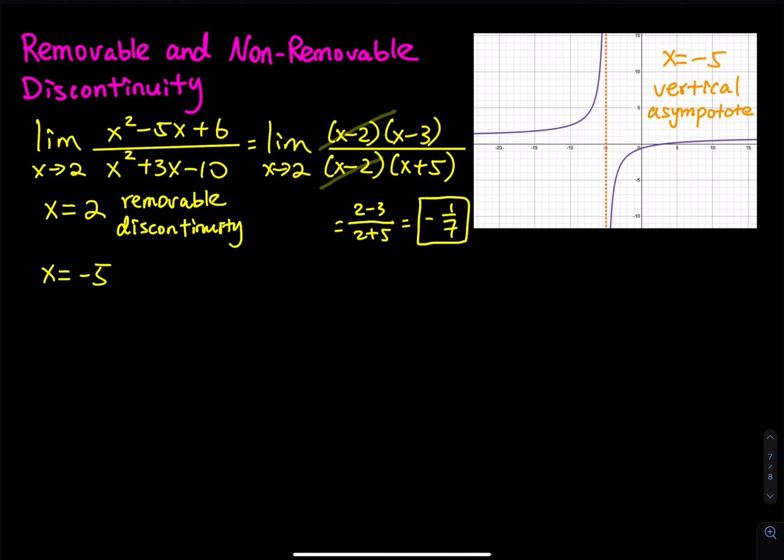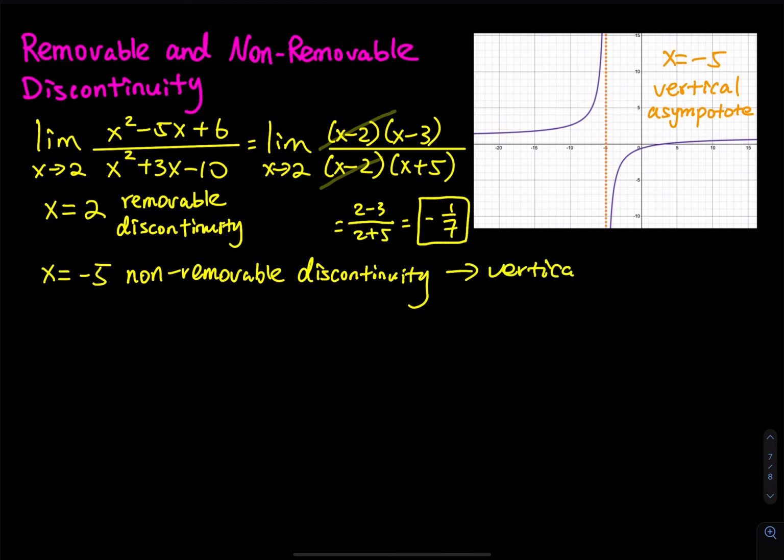But x plus 5 cannot be cancelled. So when x equals negative 5, we have a vertical asymptote on the graph, and thus x equals negative 5 is a non-removable discontinuity. When you graph the function, the non-removable discontinuity is a vertical asymptote.